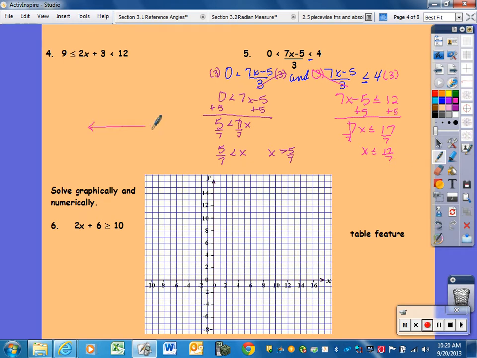So on my number line, I have 5/7 and then I have 17/7. I'm to the right of 5/7 and I'm to the left and equal of 17/7. So I need the brace. So I begin at 5/7 and head towards 17/7 with a brace.